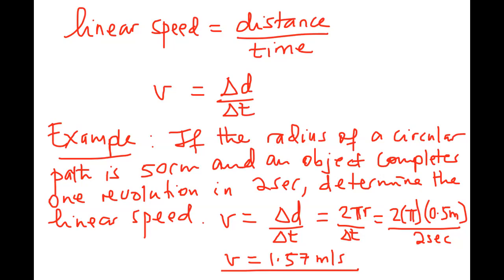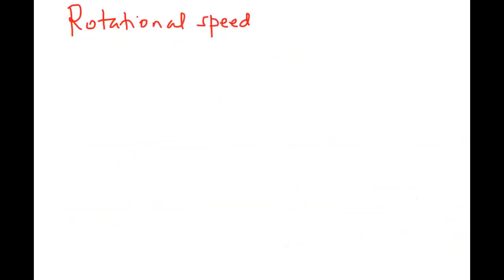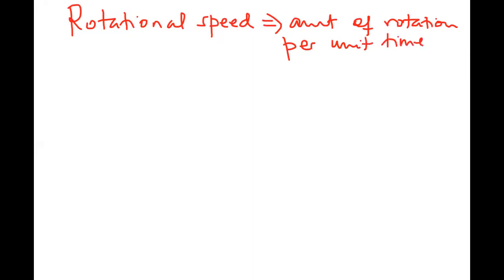All right, let's move on to the other kind of speed, which we call rotational speed. Rotational speed is defined as the amount of rotation per unit time. The amount of rotation can be in different units, and the time also can be in different units. We are going to see different ways of talking about rotational speed, or different units for rotational speed. Well, this is just a definition.